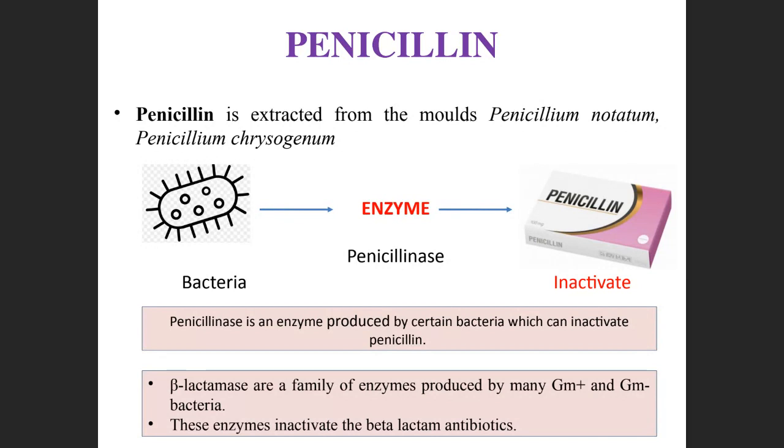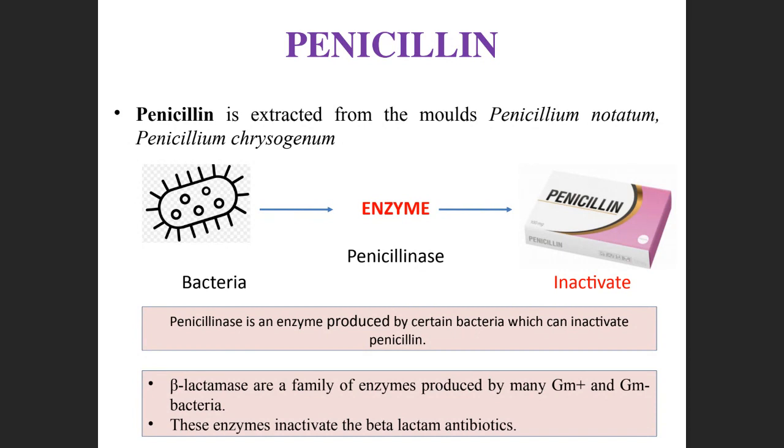So this penicillinase is the enzyme which inactivates the penicillin. Penicillinase is an enzyme which is produced by the bacteria and which can inactivate penicillin. That means this bacteria is able to cause enzymatic inactivation of penicillin. The defense mechanism of this bacteria to develop resistance is enzymatic inactivation. So beta-lactamases are a family of enzymes which are produced by the bacteria, gram-positive or gram-negative. Within the beta-lactamase, we have this penicillinase enzyme.